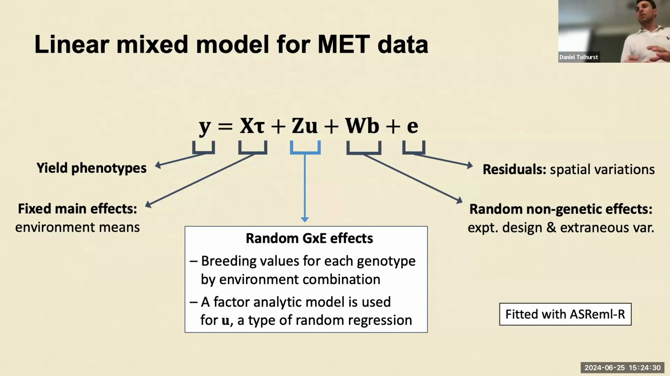On the back end, we fit some non-genetic effects, some random effects there in the b, and some residuals, everything that's left over. Within plant breeding, there's lots of spatial variation that occurs within the field, so you're accounting for all of that within the model. But the point really is that you fit some sort of model to your data, and the crux of what this is all coming out of is the u part. So the u represents what we call random G by E effects, which gives you a breeding value, or an estimated breeding value, for each genotype by environment combination.